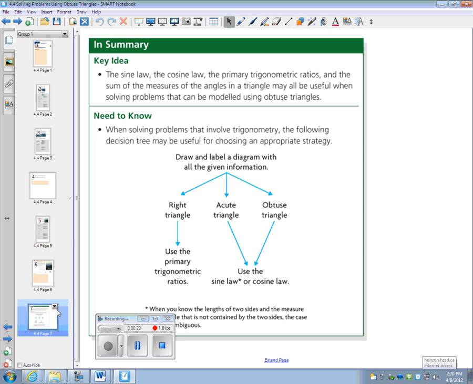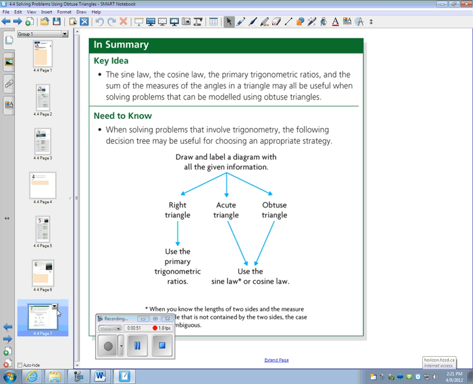It says the sine law, the cosine law, and primary trig ratios, so sine, cos, and tan, and the sum of the measure of the angles in a triangle, so knowing that they add up to 180, may be useful when solving problems that can be modeled using obtuse triangles. So what we're going to do is they're going to give us a problem that's just words. We're going to model it or draw it as a triangle. Now an obtuse triangle, one with an angle greater than 90 degrees rather than an acute triangle, is going to be used to model this.